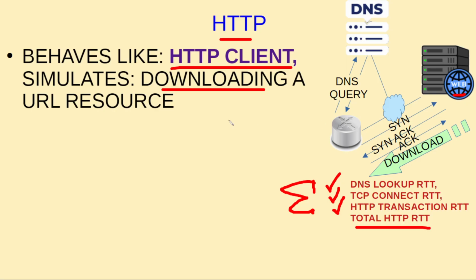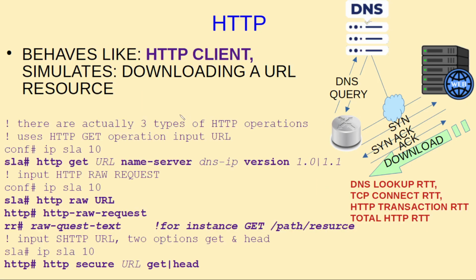In order to do so, we are going to use these commands. We have several options here. We have the normal regular HTTP IP SLA with the command HTTP. We can use raw HTTP commands with the operation HTTP raw, and we can also use secure HTTP with HTTP secure.